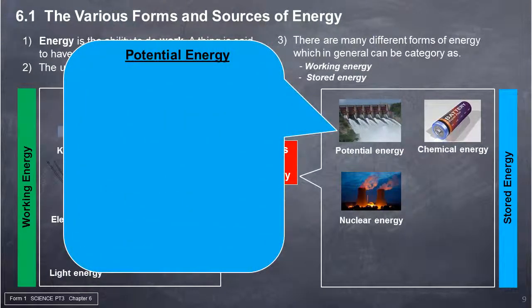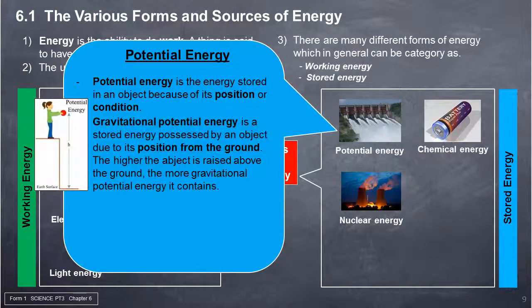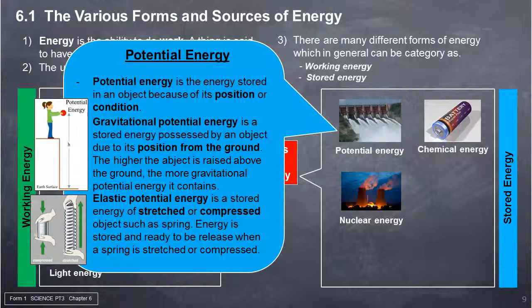Potential energy. Potential energy is the energy stored in an object because of its position or condition. Gravitational potential energy is a stored energy possessed by an object due to its position from the ground. The higher the object is raised above the ground, the more gravitational potential energy it contains. Elastic potential energy is a stored energy of a stretched or compressed object, such as a spring. Energy is stored and ready to be released when a spring is stretched or compressed.